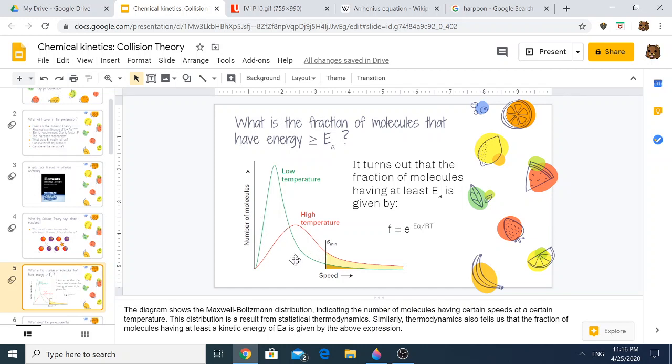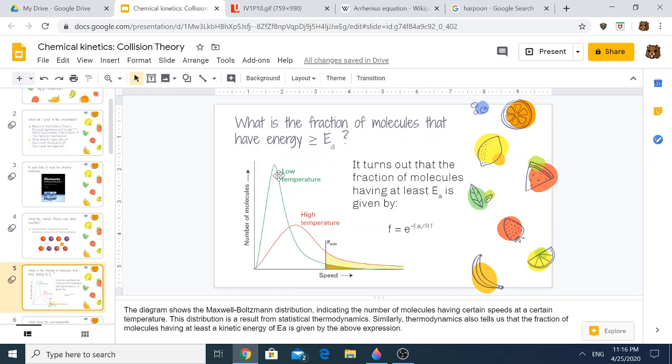So let's say I want to know how many molecules have this particular speed here, at this mark where my cursor is at. I just trace up. This is the number of molecules with this speed at this high temperature, arbitrarily high temperature. Then if I want to know what it is at the low temperature, I just trace up to the low temperature, and this is how you read off the graph.